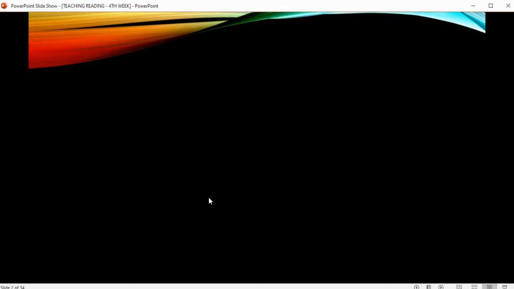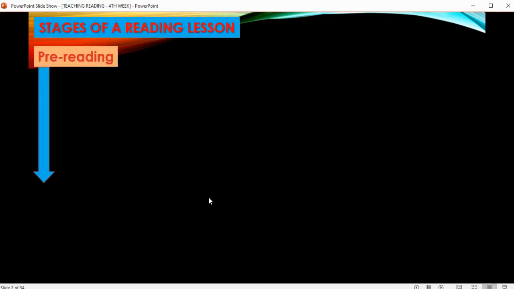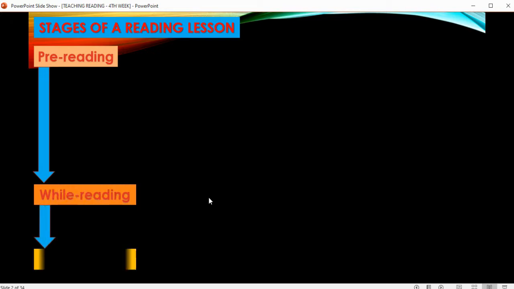Remember that here we have the pre-reading stage. This is the first stage. Remember that we use this to activate the schemata. Then we have a while reading, and finally we have the post reading. So in the last class we were talking about some aspects related to the pre-reading. So today we're going to make a feedback.